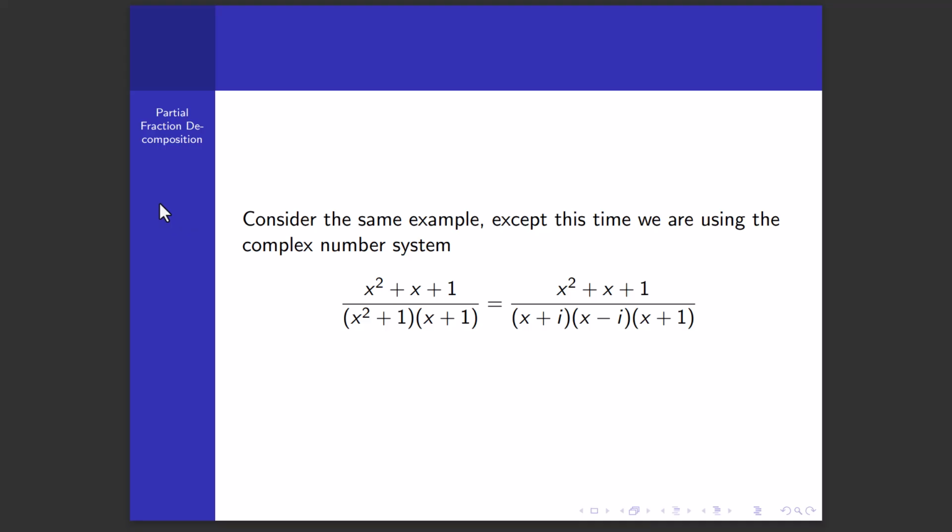Let's consider the same example, except this time we're using the complex number system. And this means that when I take x squared plus x plus 1 and divide it by the quantity x squared plus 1 times the quantity x plus 1, I can rewrite this as x squared plus x plus 1 divided by the quantity x plus i times the quantity x minus i times the quantity x plus 1. That's because x squared plus 1 is a sum of squares, and we can factor the sum of squares over the complex number system. It factors into x plus i times x minus i. Remember, i is the square root of negative 1.